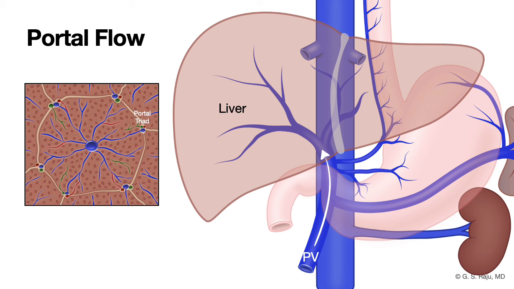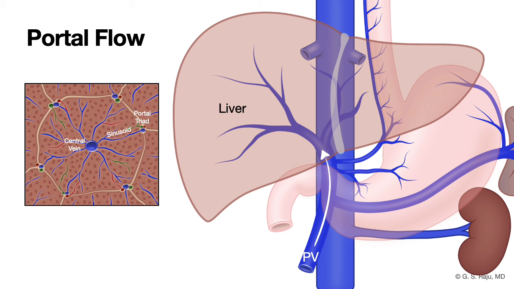And from the portal vein radical, blood goes through sinusoids lined by hepatocytes and drains into the central vein. And the central veins merge together and eventually become hepatic veins.